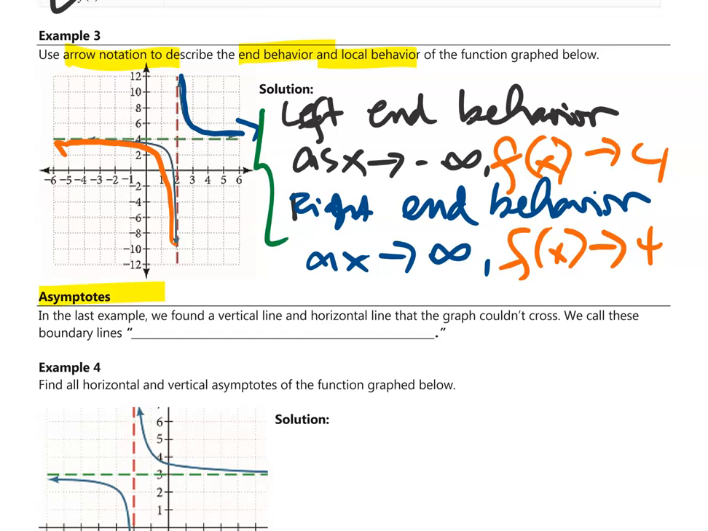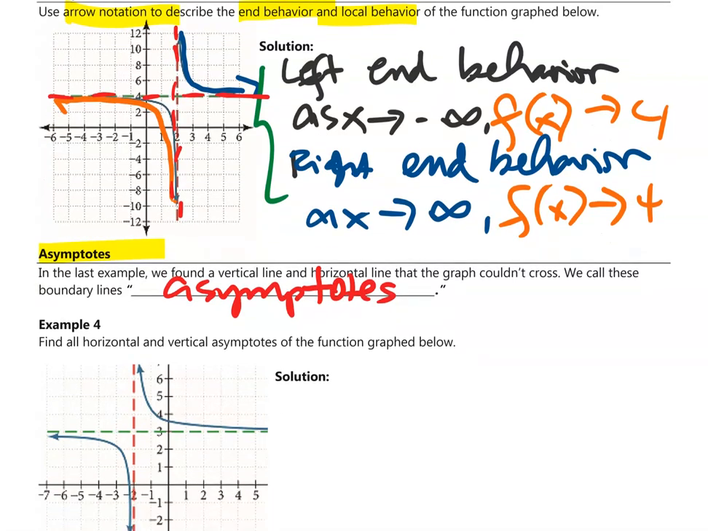Next, asymptotes. In the last example, we found a vertical line and a horizontal line that the graph couldn't cross. You see these dotted lines here? This is what you call the vertical asymptote, and this is horizontal. We call these boundary lines, those dotted lines, asymptotes. So we have the vertical asymptote and the horizontal asymptote.